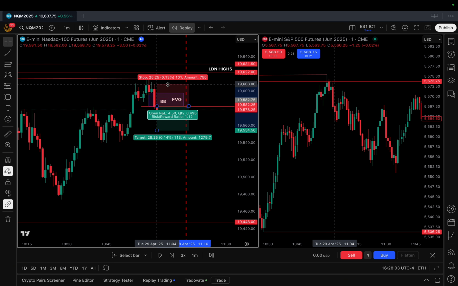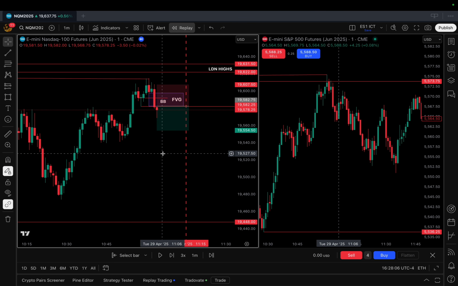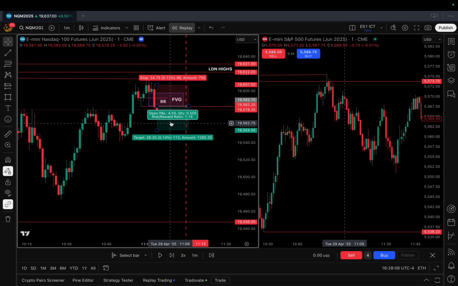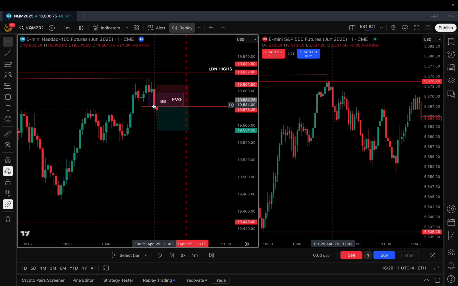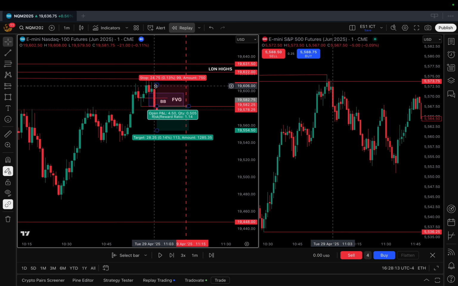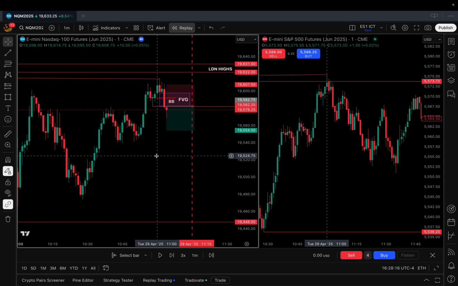At this point, running a 25 handle stop is going to give you a valid stop placement. It's above the bearish breaker. It's above the fair value gap. This is our displacement candle's high. So at the displacement candle's high, it's a 25 handle stop, which is perfect.